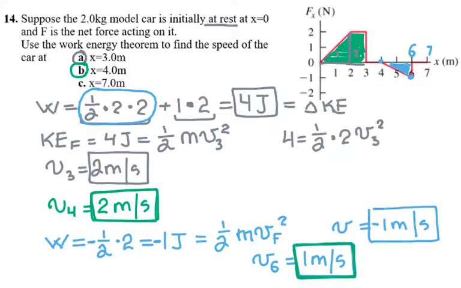But then no force is acting, so the force acted here, did not act over here, then acted to slow it down, and then does not act over there, so it will not change the velocity that you already have. So the velocity at 7 is the same as the velocity at 6, 1 meter per second.